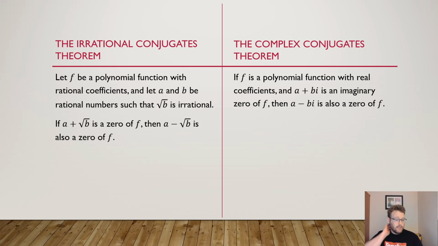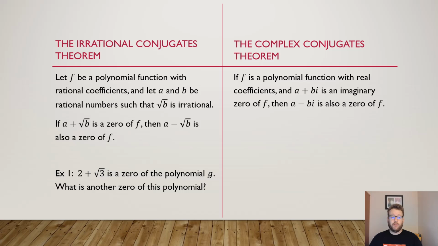So what's an example of this? Well, let's say we have 2 plus the square root of 3 as a zero of our polynomial. What's another zero of our polynomial?